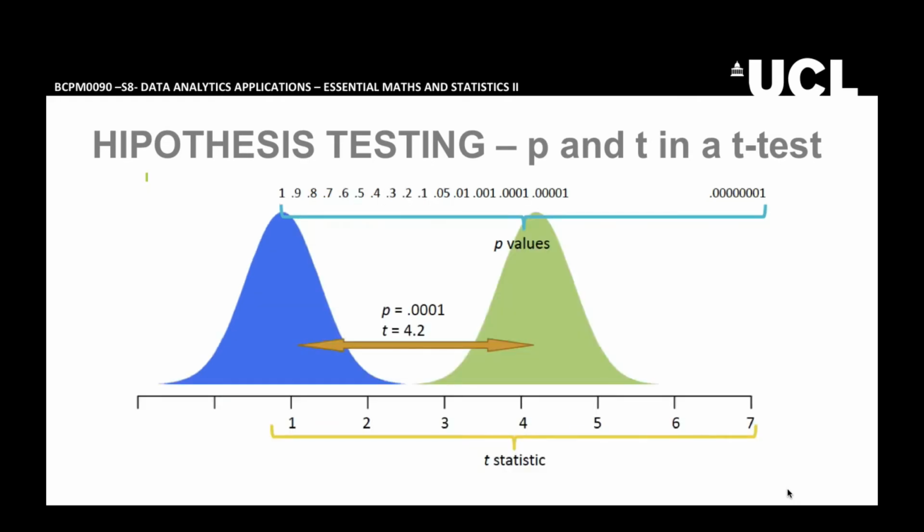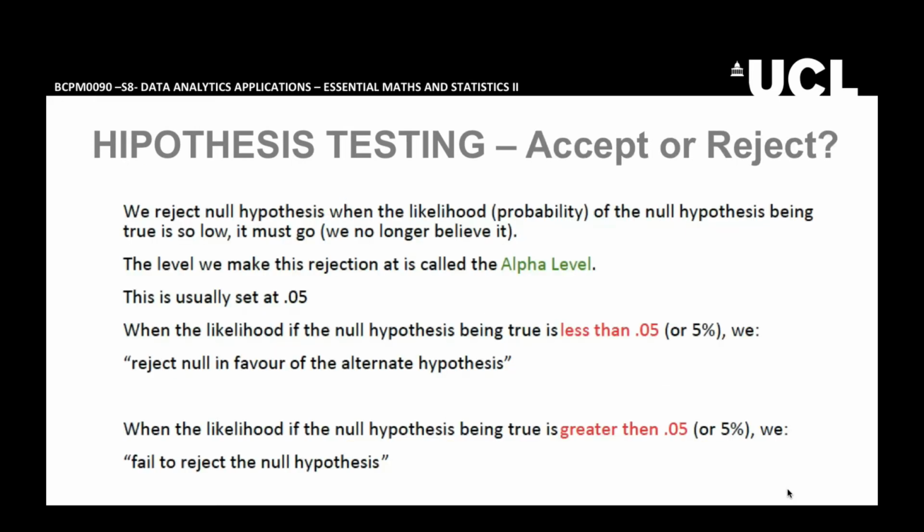And here you can see that the means of the two groups are clearly different. Now t has a value of 4.2, while p is 0.0001. It's now a very small value, close to 0. So it means that the probability of the null hypothesis being true is very, very small.